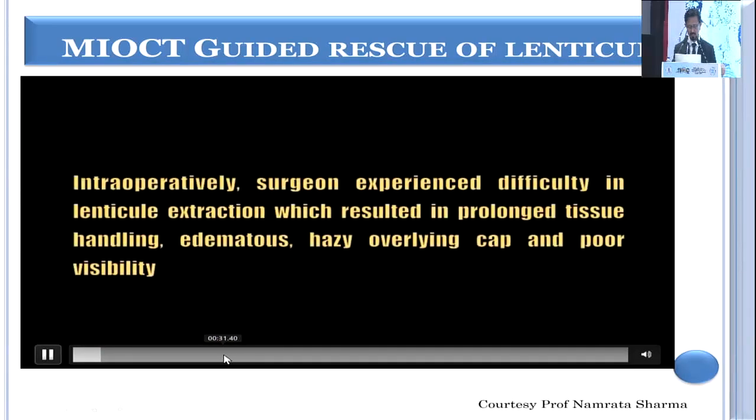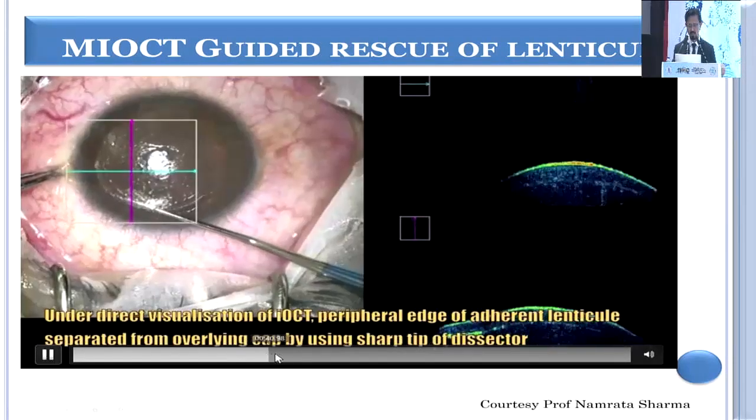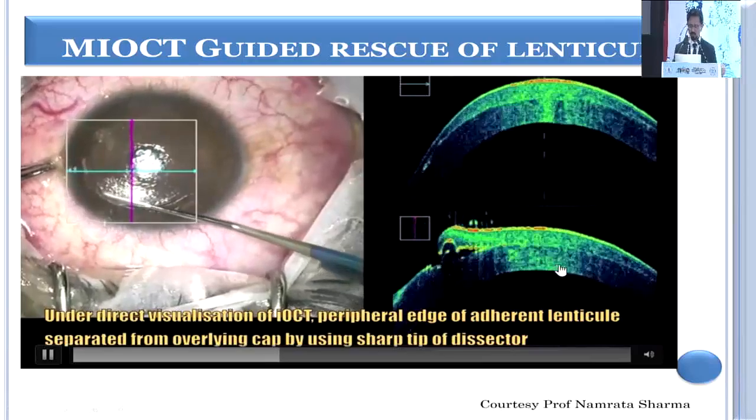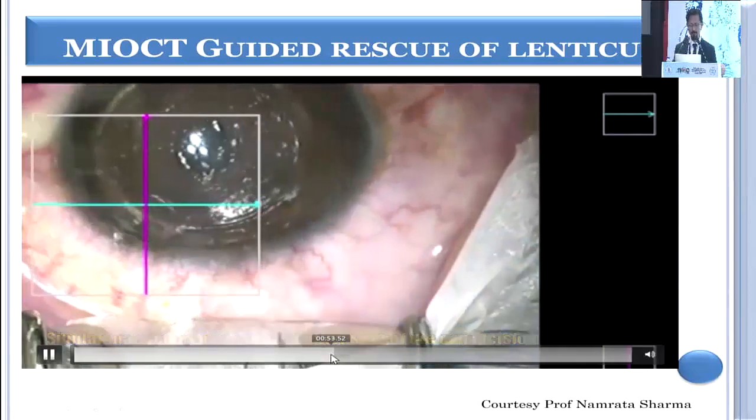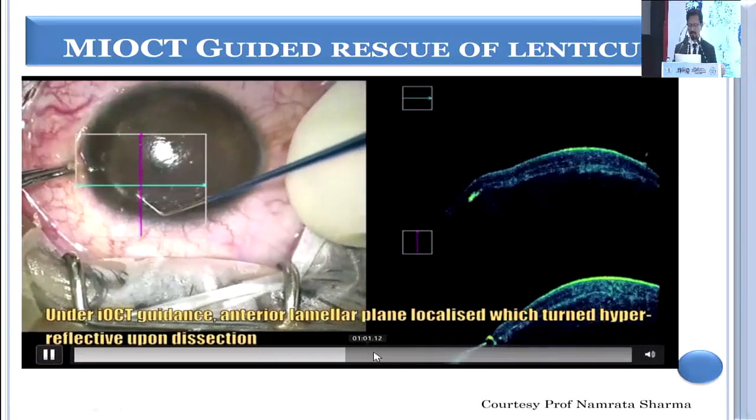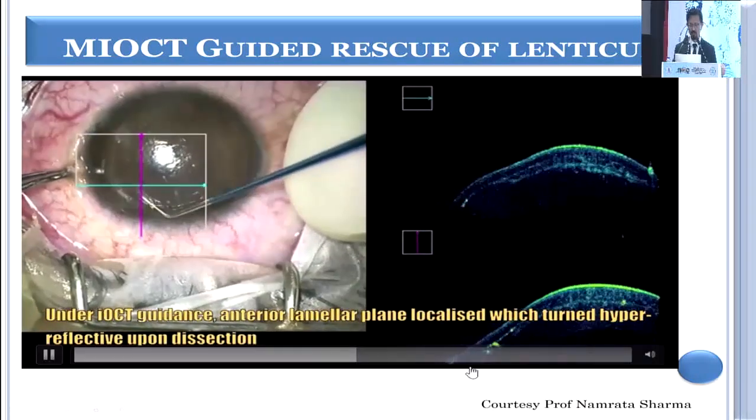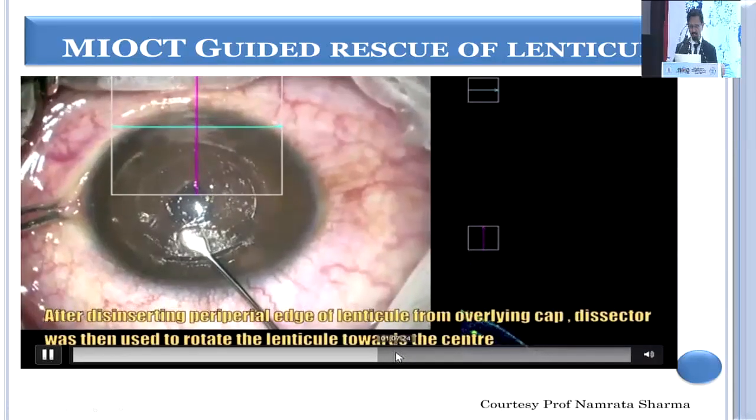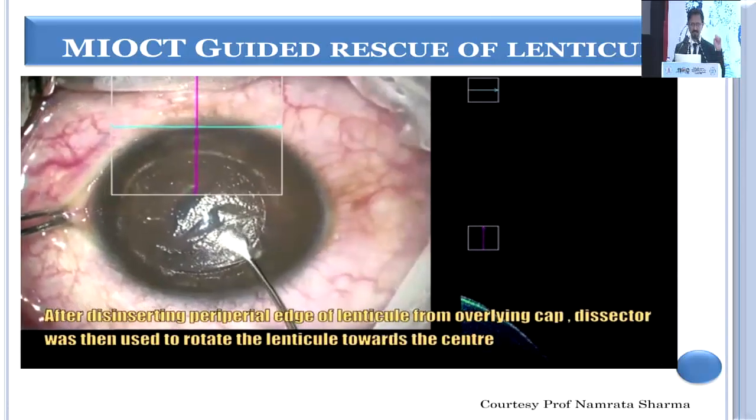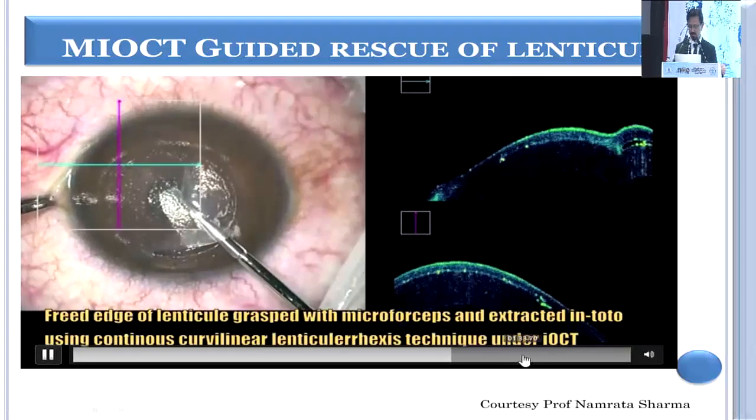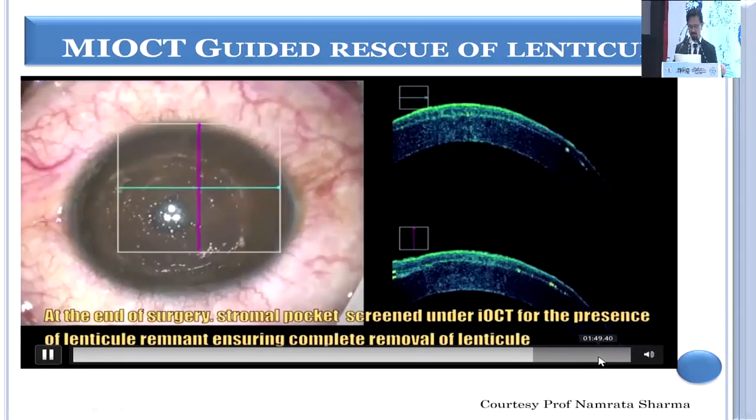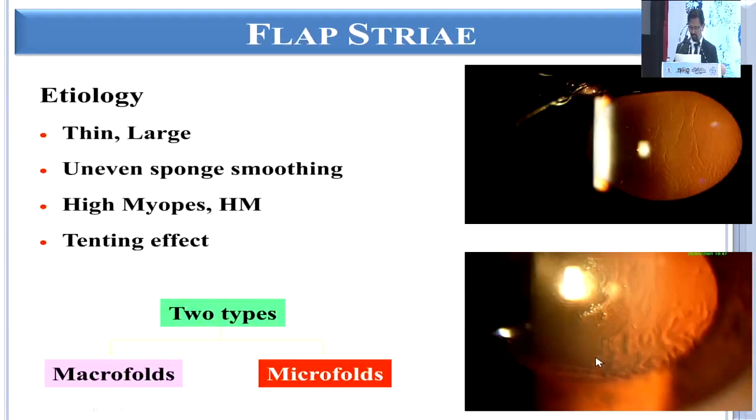As you can see here, this is the case wherein there was some lenticule left. When you go in, the intraoperative OCT will show you the lenticule which is left there, the exact position of that, and then you can remove that. So that is very much doable. And after that you can check and remove it.